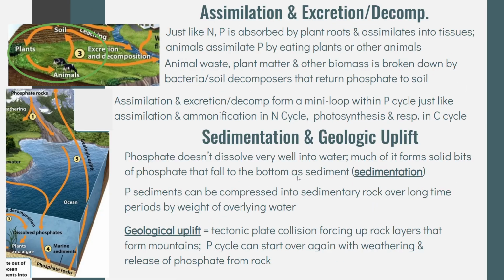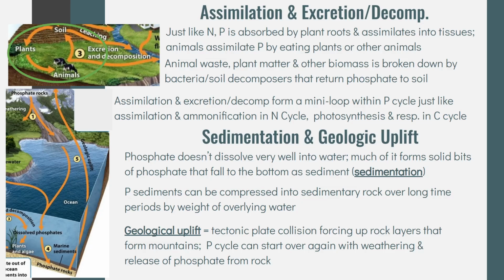Just like nitrogen, phosphate is absorbed from the soil by plants' roots, and it's assimilated into plant tissues. Animals, just like in the nitrogen cycle, have to eat plants to take in phosphorus to their bodies or eat other animals that have eaten plants. Then we also have the excretion of animal waste or the decomposition of dead organic matter by soil bacteria and decomposers, and that's going to return phosphorus to the soil.